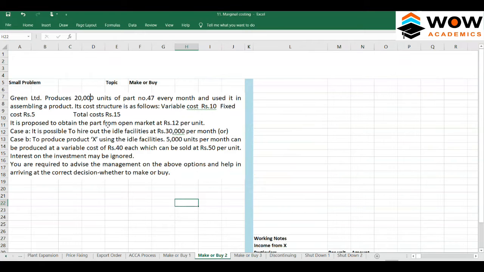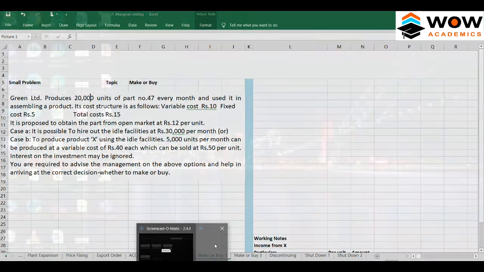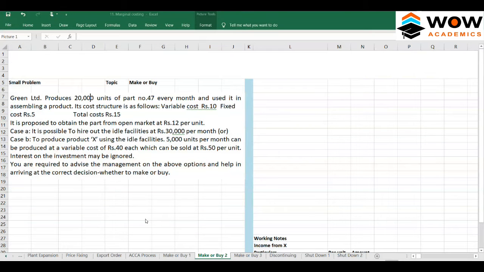So we'll start from here. This is the second problem. So you can read along.